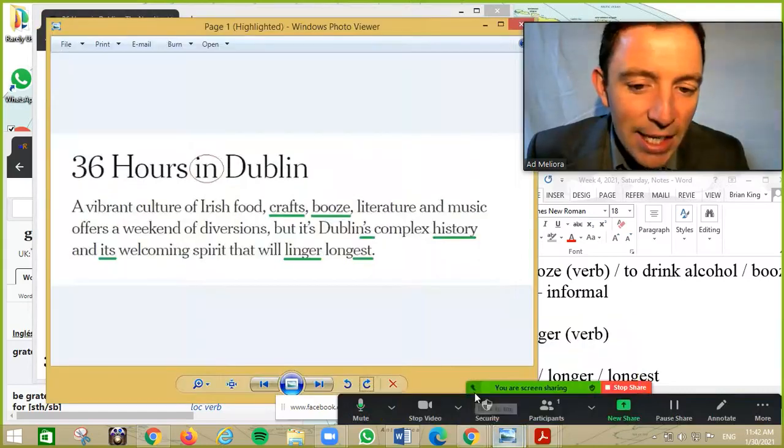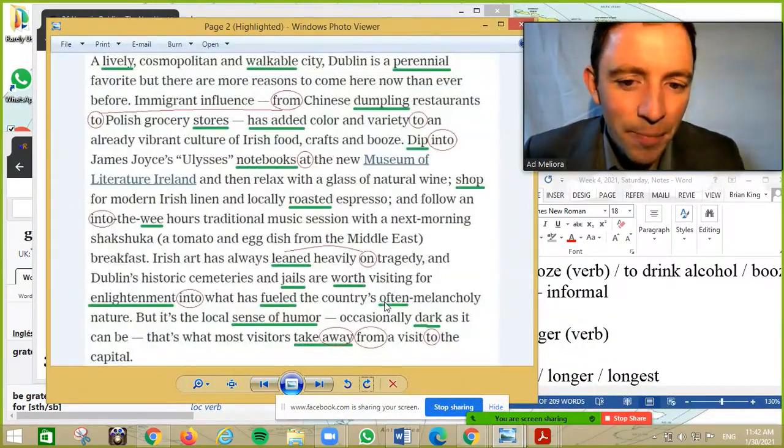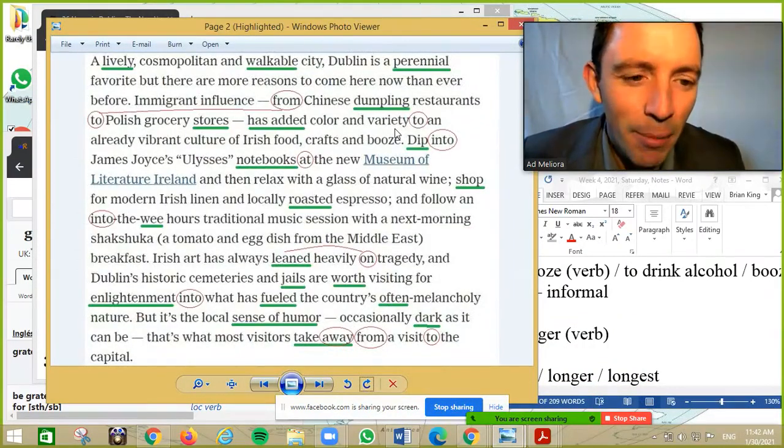So just a little introduction to Dublin, okay, and here we will look at the vocabulary and the grammar, okay.